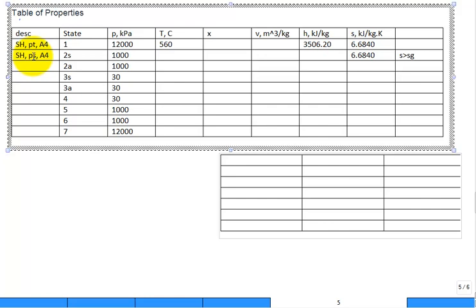I don't need the temperature. I could do the interpolation to get temperature. The quality is not applicable. I don't need the specific volume, although I could interpolate and get it. I really need that enthalpy. And so that enthalpy, you can interpolate in the table. It's a little bit of work, yes.